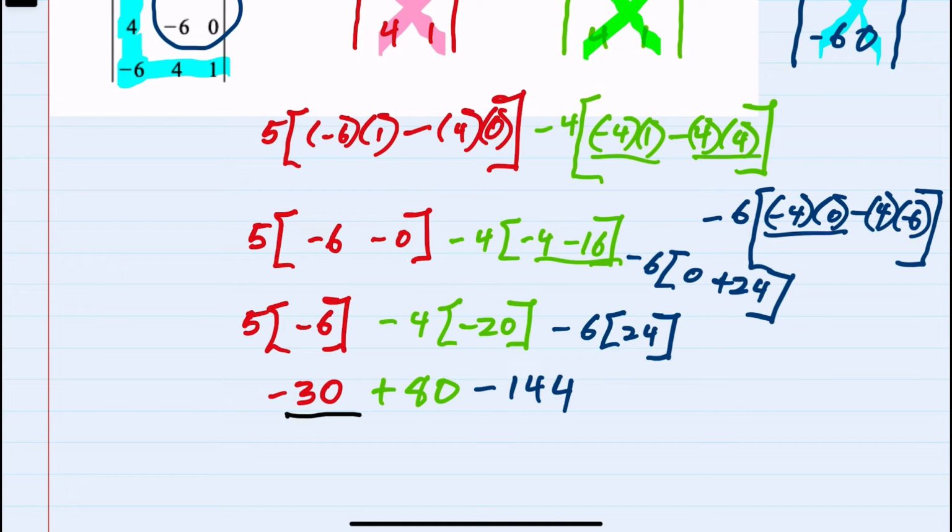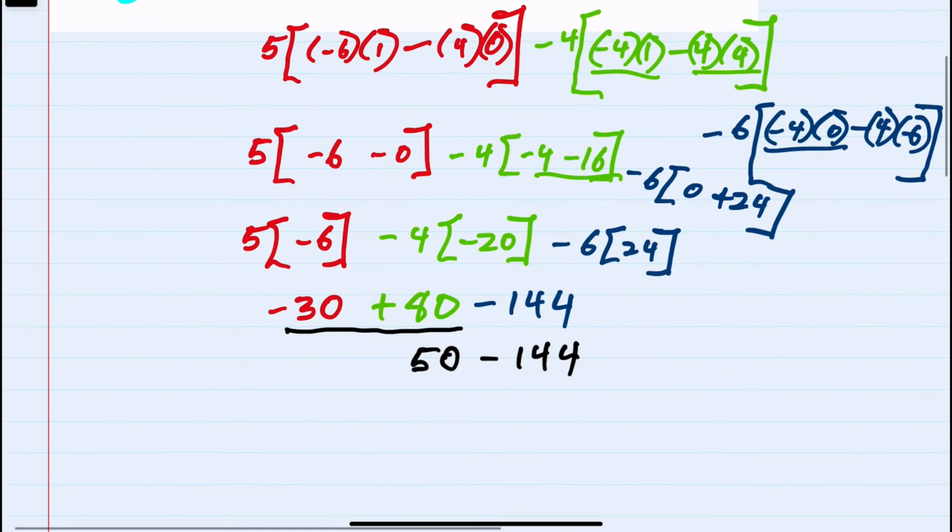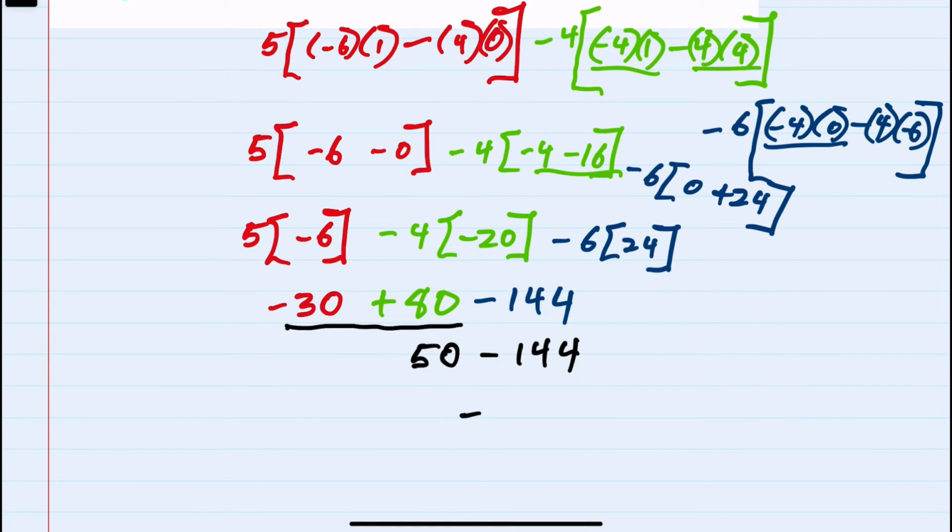-144. And then -30 plus 80 is 50. Minus 144, a -94. So the determinant of our 3x3 matrix is -94.